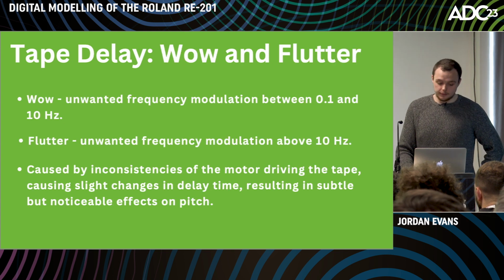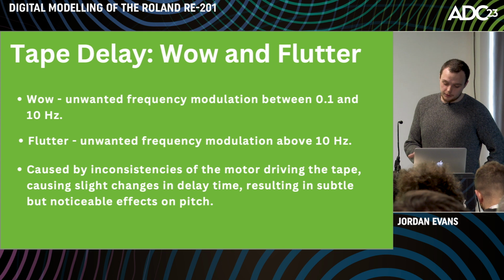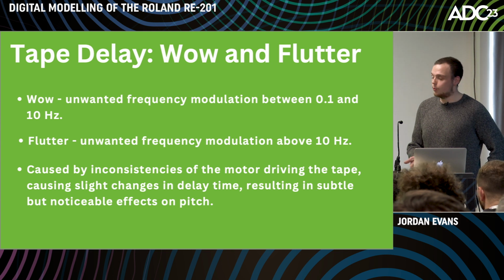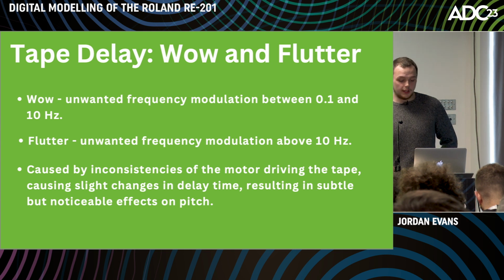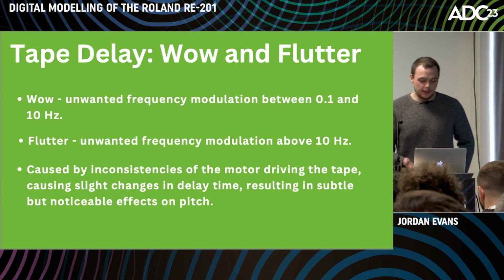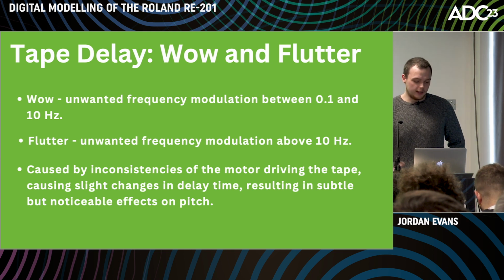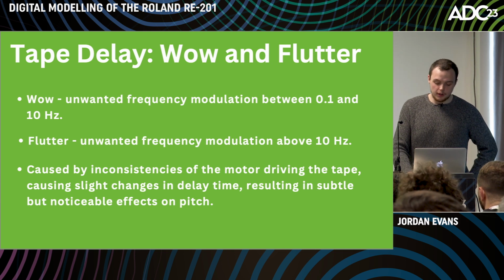So with wow and flutter, what is wow and what is flutter? So in tape devices, wow is unwanted frequency modulation between 0.1 and 10 Hertz. And flutter is unwanted frequency modulation above 10 Hertz. Now in our case, we actually do want it, so we need to figure out how we can actually create this. It's caused by inconsistencies of the motor driving the tape, and it causes slight changes in the delay time, resulting in subtle but noticeable effects on the pitch being played back.